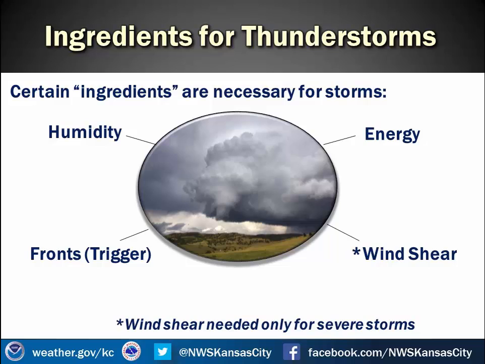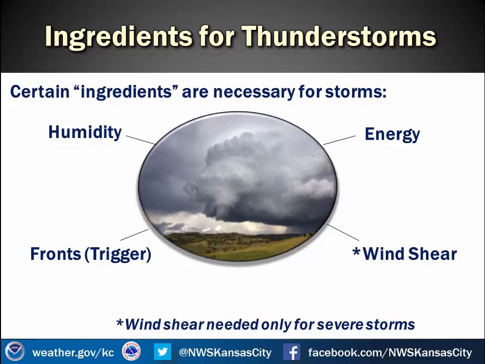We oftentimes need fronts in the low levels of the atmosphere to give us a little bit of a nudge upwards to break whatever cap may be left over. We'll talk about the cap in a slide or two. But those fronts tend to trigger thunderstorms. That's kind of the little thing that will get the storms to initiate and start to grow rapidly.